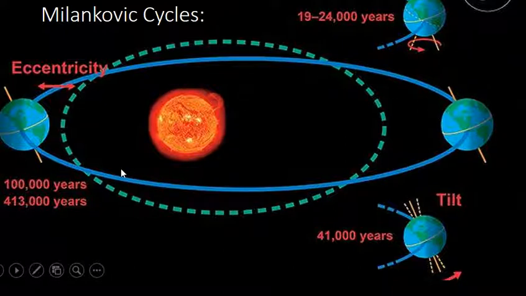How much of an elliptical path it follows changes, so it's called the eccentricity. Then you have the precession of equinoxes and the Earth's tilt. All those are going to affect what gets sunlight and how much and where and when.